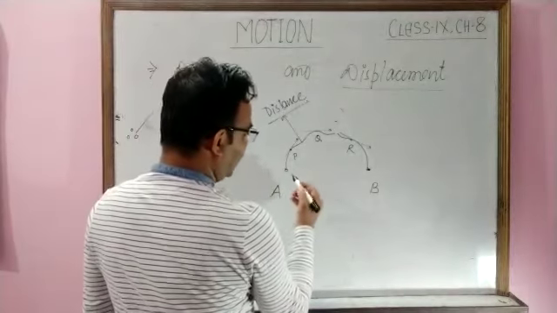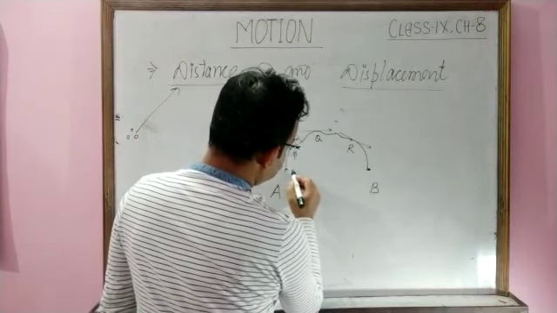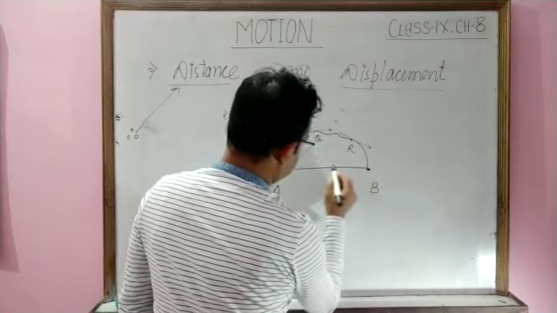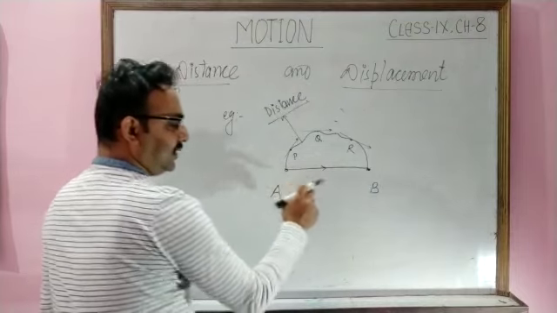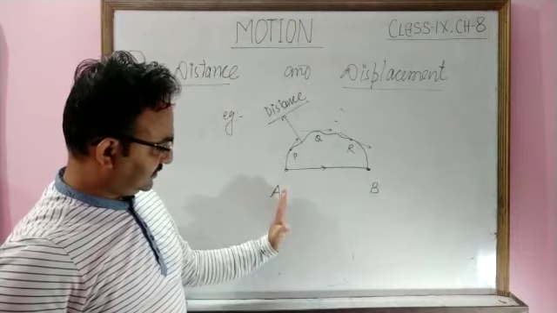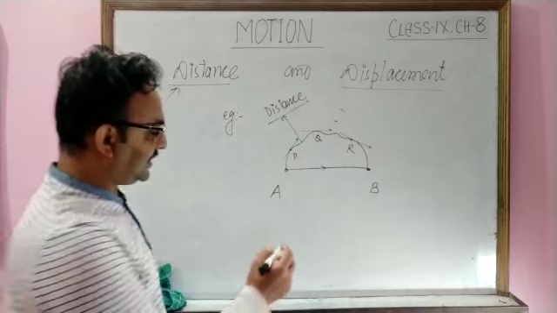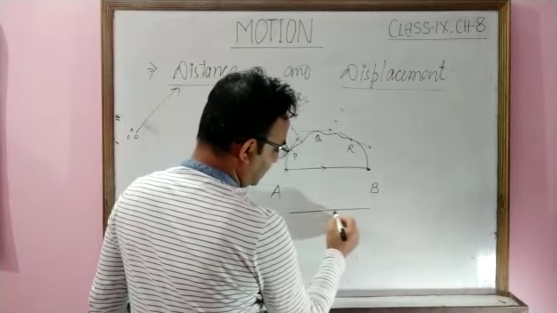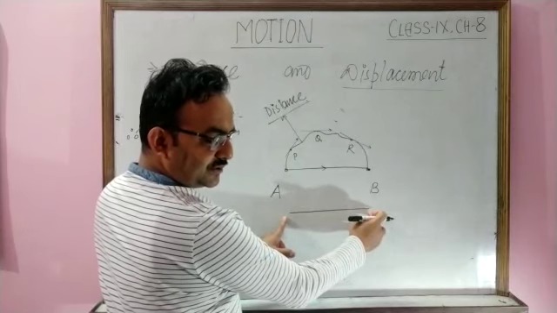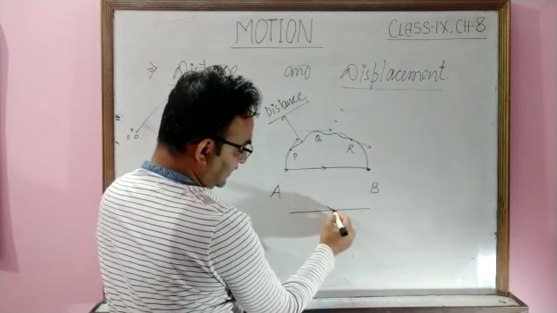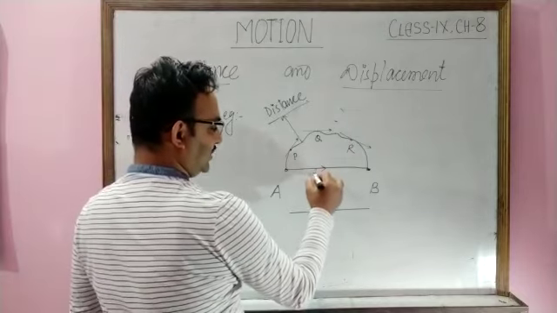Okay, in another way, suppose that the particle covered the distance from A to B in the shortest manner, the shortest path between A and B. When the particle covers the shortest path between initial and final position, that time you can see here the particle has some magnitude and at the same time has direction. This is known as displacement.